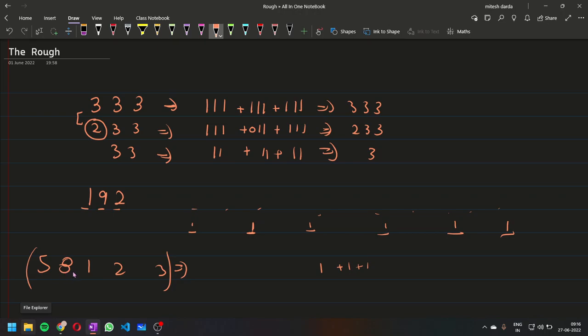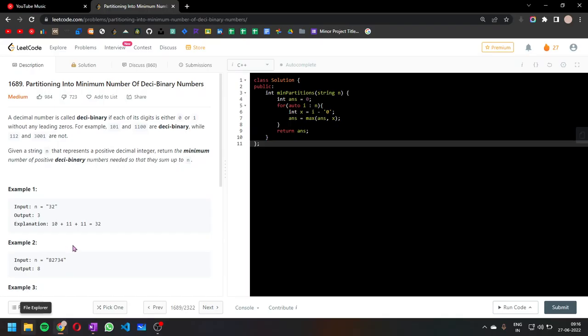So how can we do this? We have seen that we need the maximum digit. Here the maximum is 8. Let's look at the sample inputs as well. In one, the maximum digit was 3, so our output was 3. In the other, the maximum digit was 8, so our output was 8.